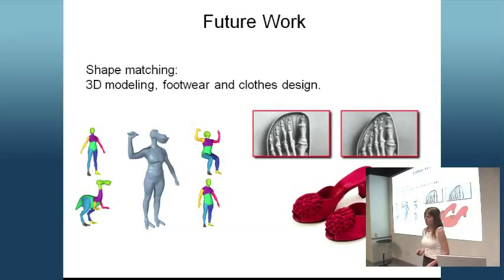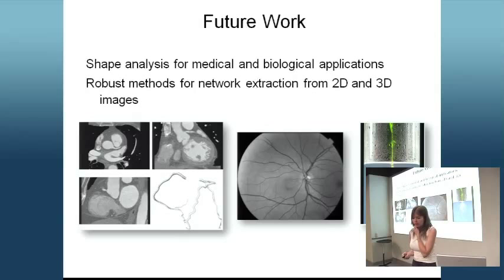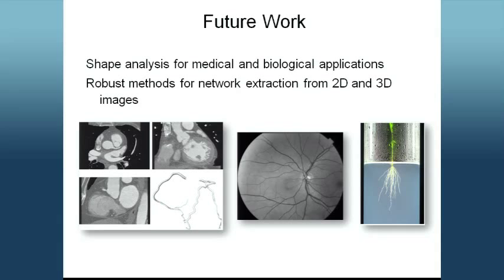Another application that I'm interested in is in designing robust methods for extracting networks from 2D and 3D biological and medical images. I know that this area is quite active, but automatic and robust methods still need to be designed, because data is very complex, and usually has a lot of noise and missing parts.